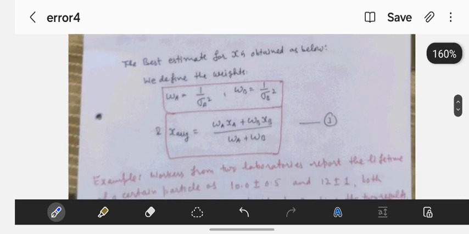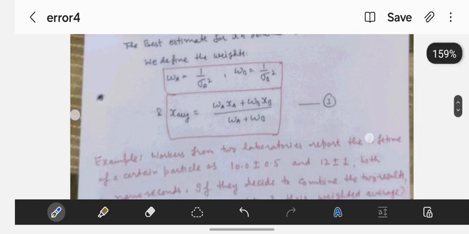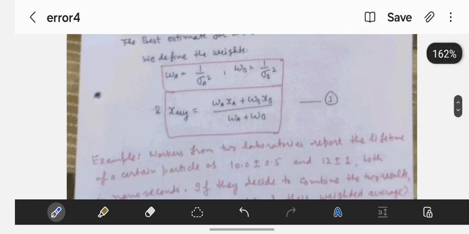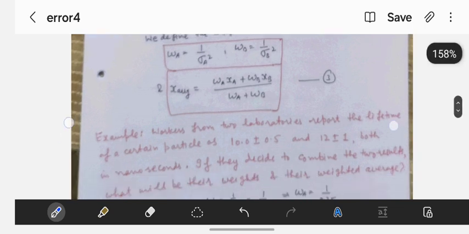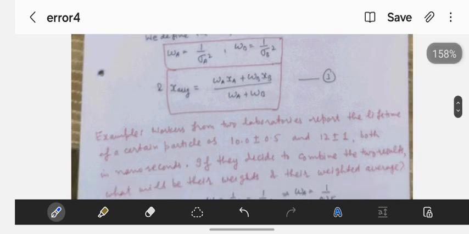So what is the weight? The weight of A's value will be 1 upon sigma A squared. Just remember this formula. The weight of B will be 1 upon sigma B squared. When we need to calculate the X average, it will be omega A XA plus omega B XB, divided by omega A plus omega B. It's not just for two values. If there are n people at n different locations measuring, the series just goes on: omega A XA, omega B XB, then omega C XC, and omega D XD, and at the bottom the sum of all the omegas.